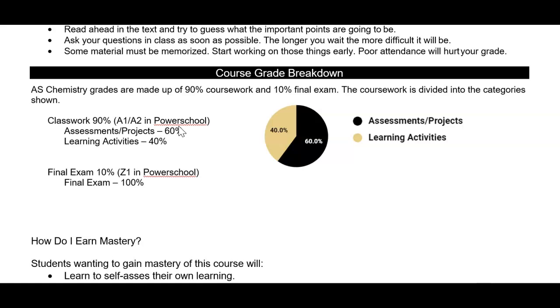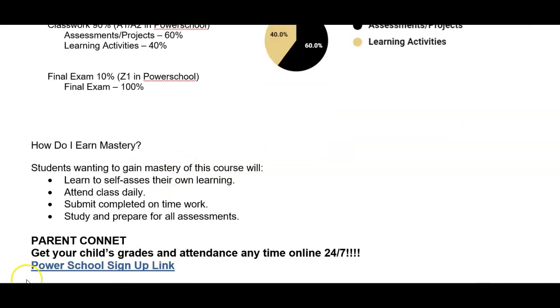Here's how your course grade breaks down. So remember that you have an A1 or an A2 column in Power School, and then you have a final exam or E1 or E2 column in the grade book. So your A1, A2 is your coursework, 90% of that is scored, and then you have a 10% final. So the coursework is 90%, and of that 90%, 60% of it is assessments and projects, and 40% will be learning activities as described up above. And then your final exam will be 10%, and 100% of that 10% goes to the final exam. If that needs more clarity, do not hesitate to reach out.